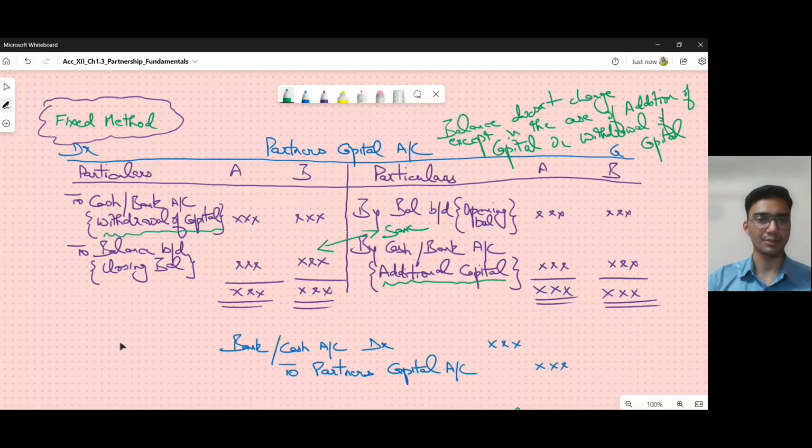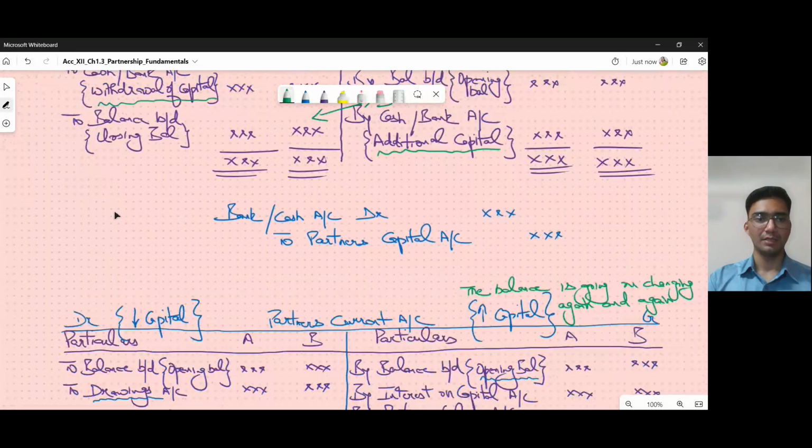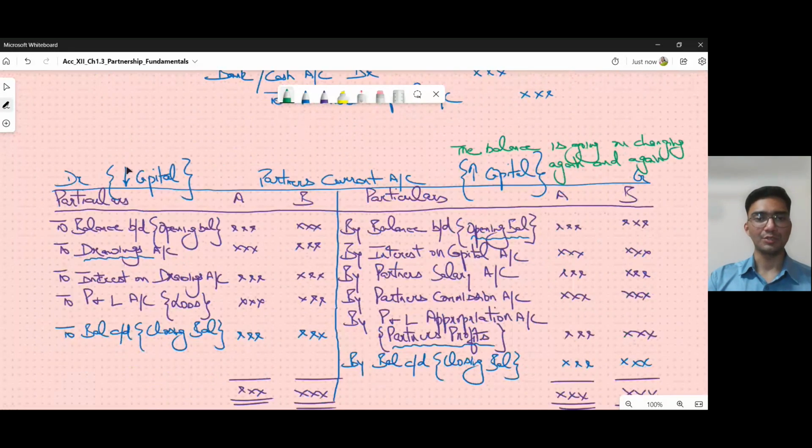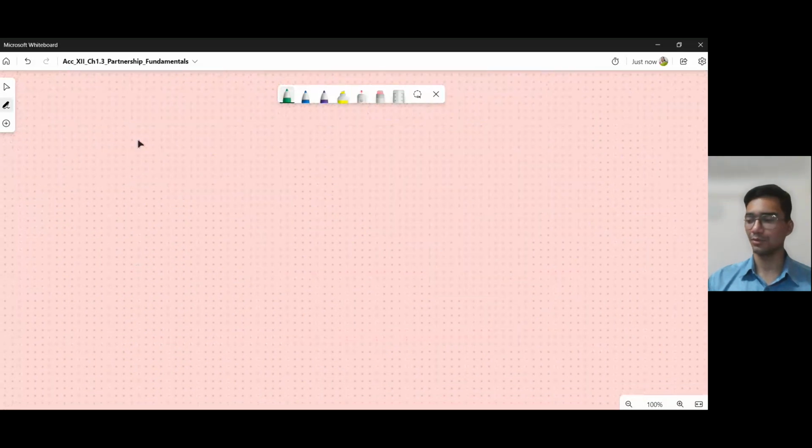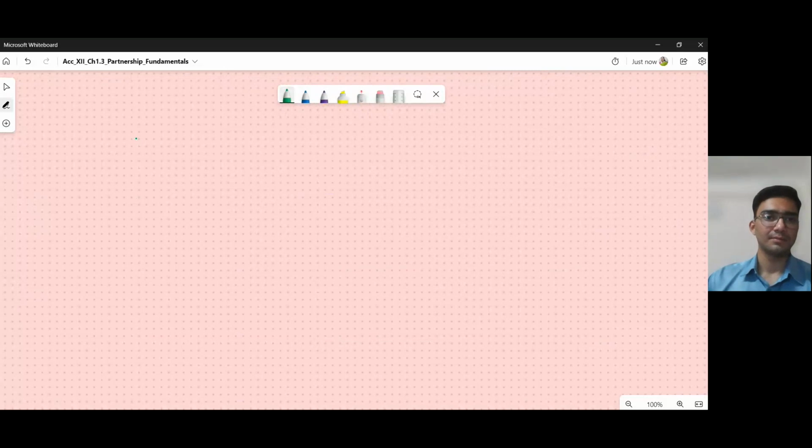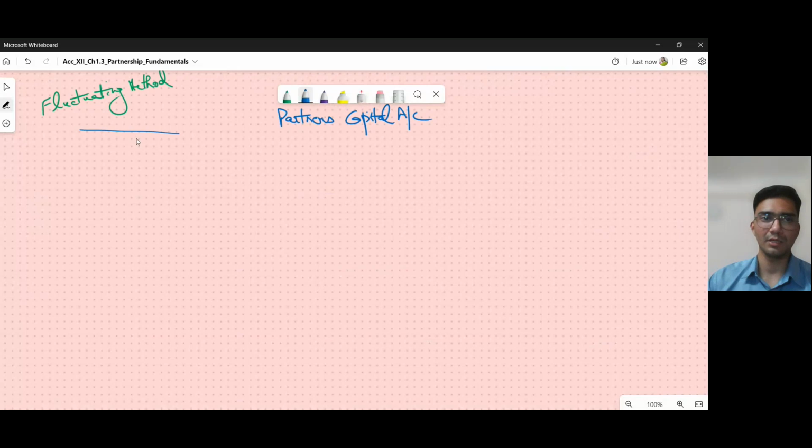All right, so let's go to the third of them now, or the second method in which we are going to prepare a capital account. That is going to be known as the fluctuating method. And under this, I said that we are going to just make one account, which is going to be known as the partner's capital account. So we are just making one account under this, which is called the partner's capital account.